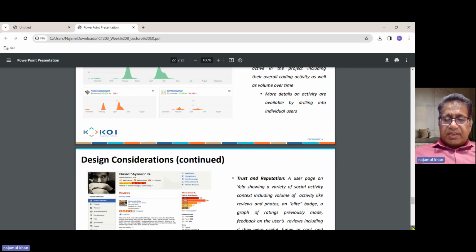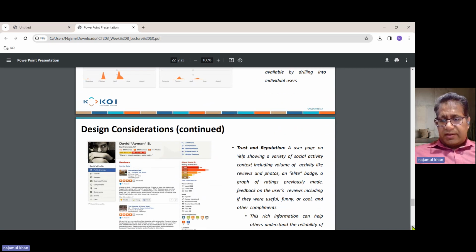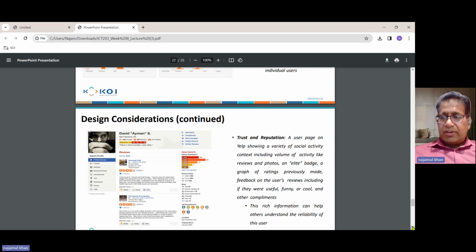Okay, guys, now from a design consideration, again, trust and reputation is an important factor. A user page, just right in front of you on the left hand side, designed by some designer, shows a variety of social activity contexts, which includes volumes of activity like reviews and photos, an elite badge, a graph of ratings previously made, feedback on the user's reviews, including whether they were useful, funny or cool, and other compliments. This rich information can help others understand the reliability of the user. So this is also important. Once again, maybe this person, David Ayman, from San Francisco, California, has got a kind of display, but the more information that can be displayed, the more trust and reputation can be achieved that way.